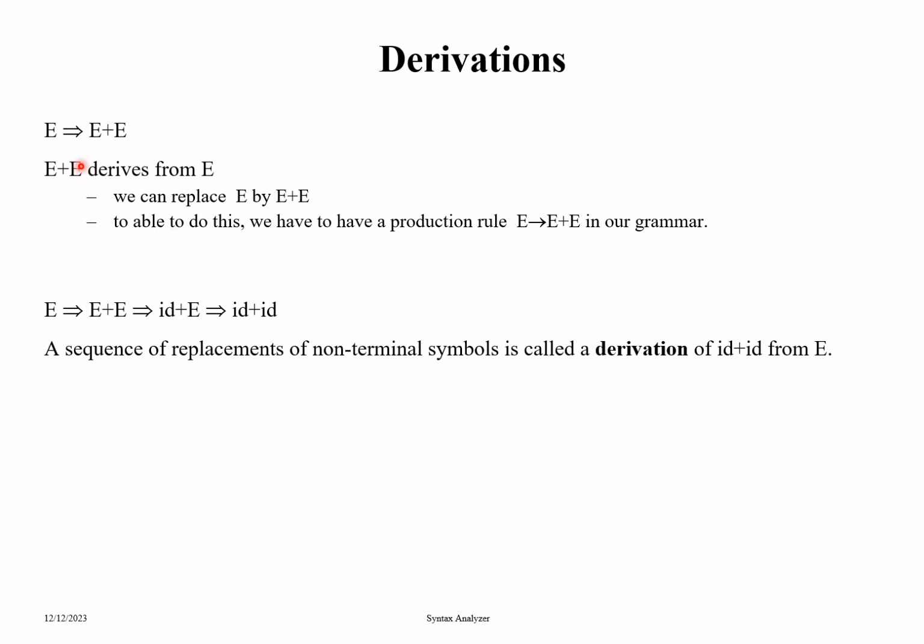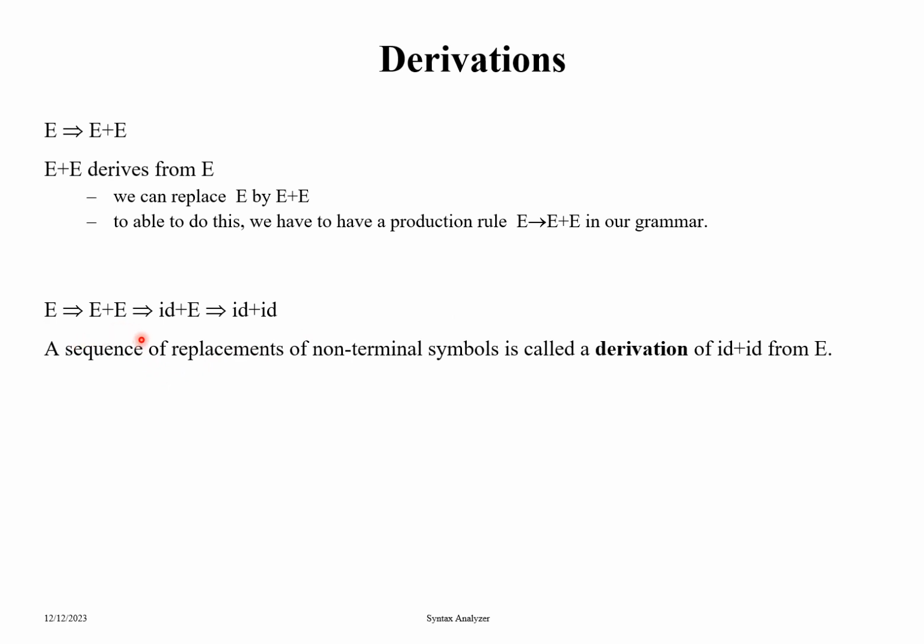Derivation. E produces E plus E. So E plus E is derived from E. I can replace E with E plus E. To be able to do this, we have the production rule E produces E plus E in the grammar.